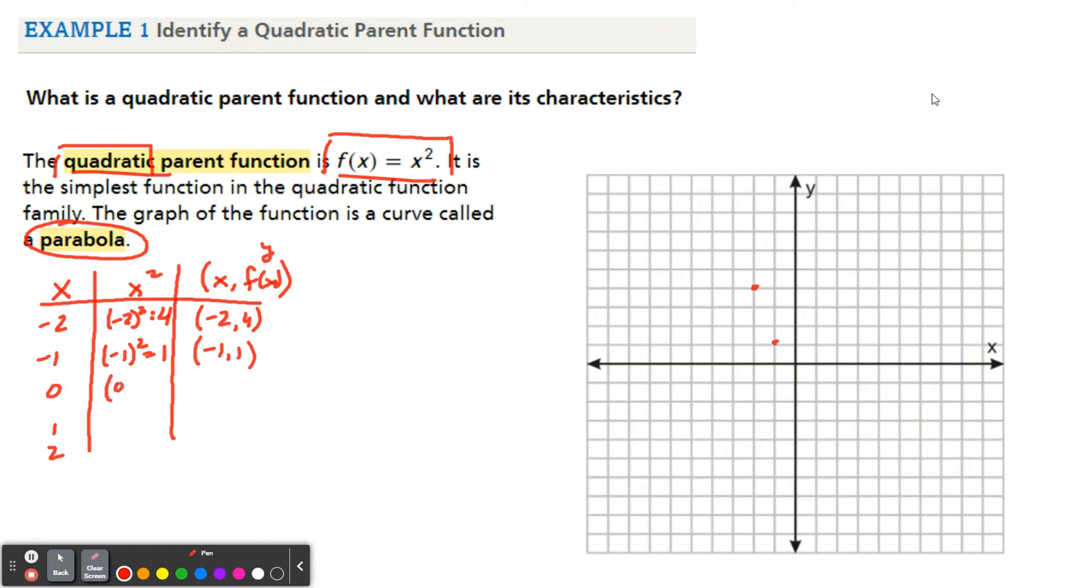We'll plug in 0. When you square 0, that's just 0. So (0, 0) is our nice point, right? That's going to be our y-intercept for this graph. Okay. Then we'll plug in 1. Well, when you square 1, you get 1. So that's (1, 1). So +1, +1.